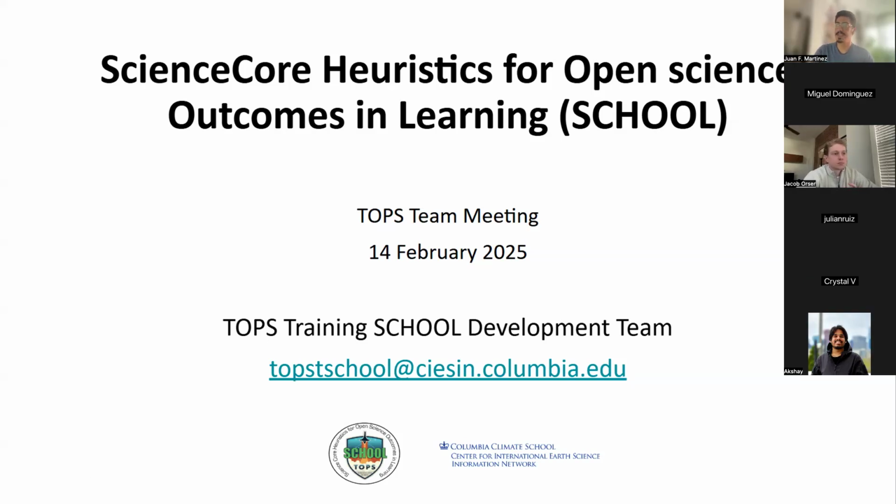Welcome to the Science Core Heuristics for Open Science Outcomes and Learning Open Science Team Meeting. Today we'll be discussing the climate and agriculture lesson, particularly the lesson from NASA Acres. We have Jacob Orser here, who will be giving us a brief presentation and who also co-authored the lesson that we'll be reviewing today. It's a very exciting day for me because I'm excited to talk about this subject. Thank you so much, Jacob, for your time and for being here with us.